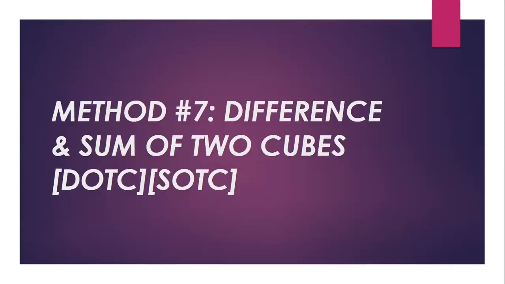Okay, our next part, we are at method number 7, difference and sum of 2 cubes. Difference and sum of 2 cubes.